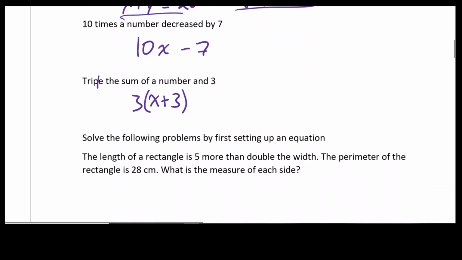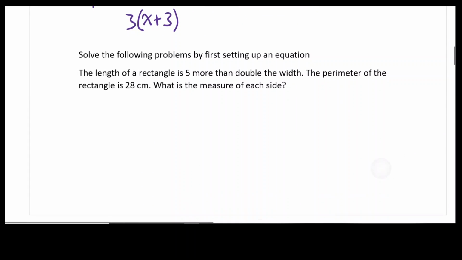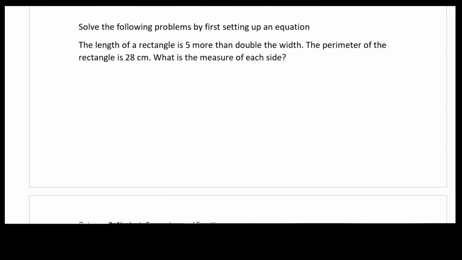Oh yeah, now we're getting into the main part of the problem, or the main skill that we're trying to go for here, which is taking word situations and turning them into an equation so that we can solve. So here's our first example. I've got a few different examples here.